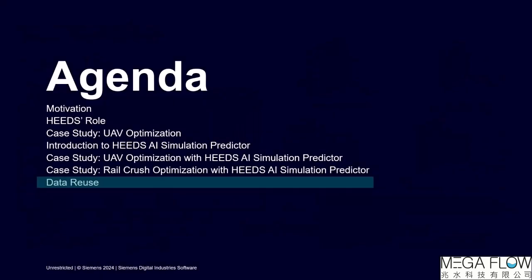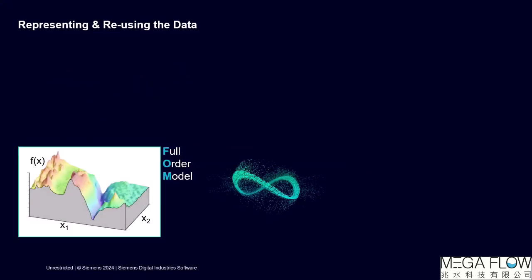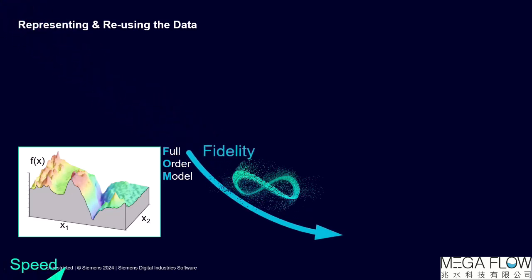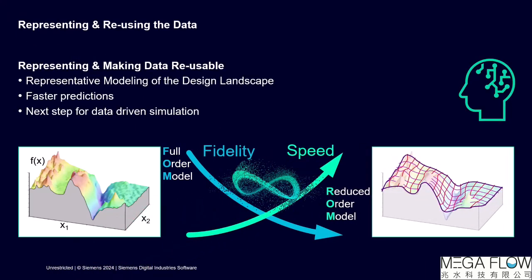Finally, let's consider an additional important aspect to HEEDS AI Simulation Predictor: data reuse. One of the key aspects of understanding when considering HEEDS AI Simulation Predictor is the concept of full-order models, referred to throughout this video as real CAE simulation models. The idea behind HEEDS leveraging AI is to supplement this with a trade-off between fidelity and speed, through leveraging of various AI techniques that can be classified broadly as reduced order models or ROMs.